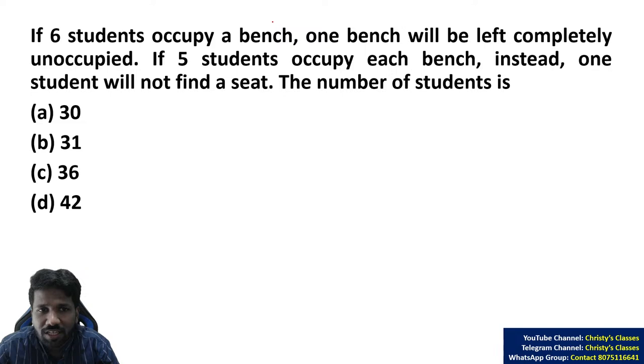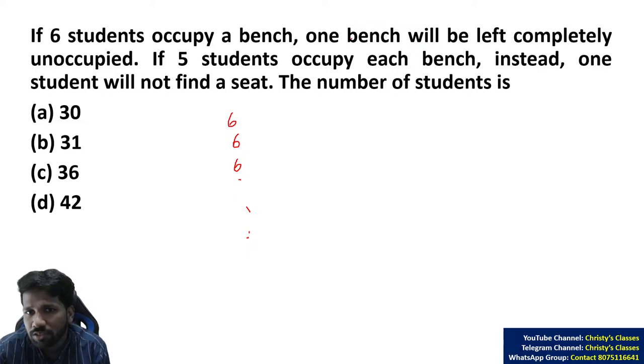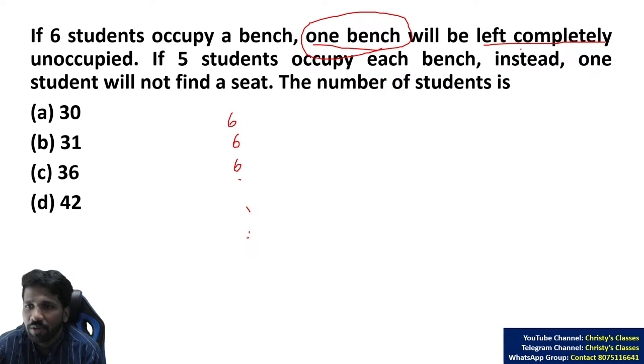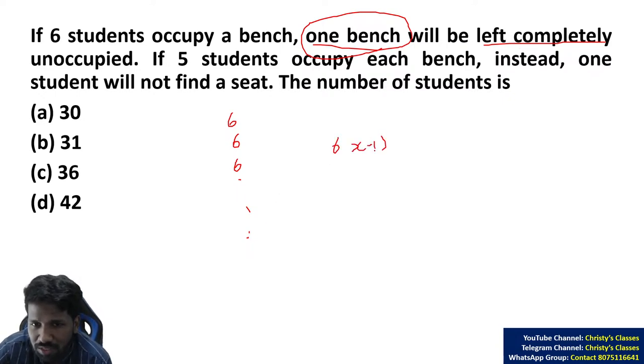Question says that if 6 people are sitting in every bench, 6 people, 6 people, 6 people, x benches will not be needed, one bench less only is needed. One bench will be completely unoccupied means x minus 1 benches are enough. So one bench has 6 people, so x minus 1 benches have 6 into x minus 1 people. So that will be the total number of students.